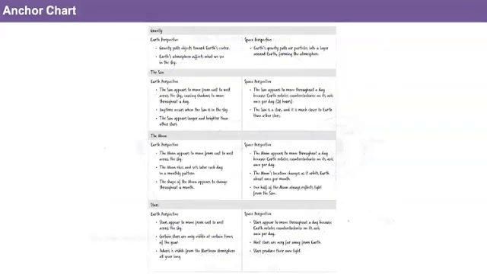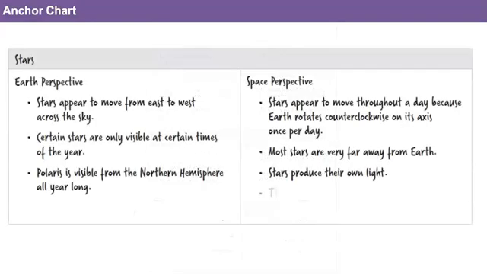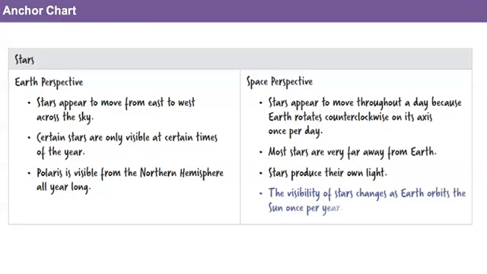Now let's update our anchor chart. Wow, look at how long our anchor chart is. We have learned so much. Let's look closely at our section called stars. We learned that the visibility of stars changes as Earth orbits the sun once per year. Your second task for today will be to update the anchor chart.